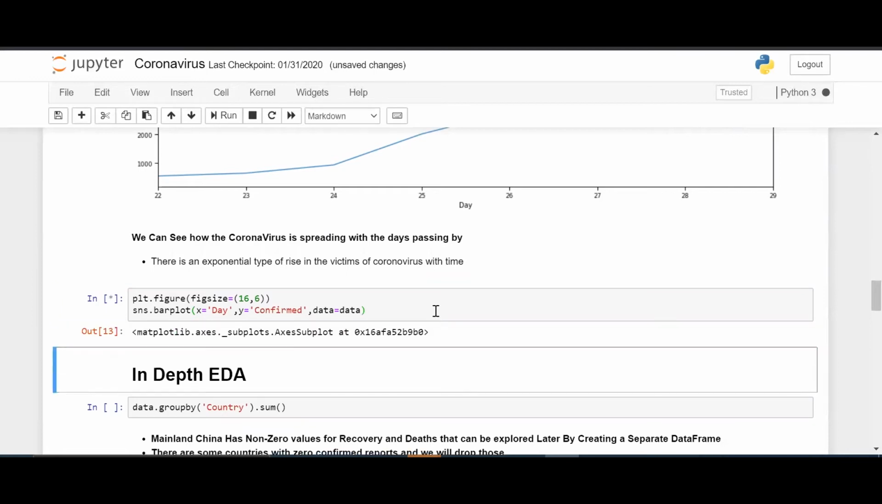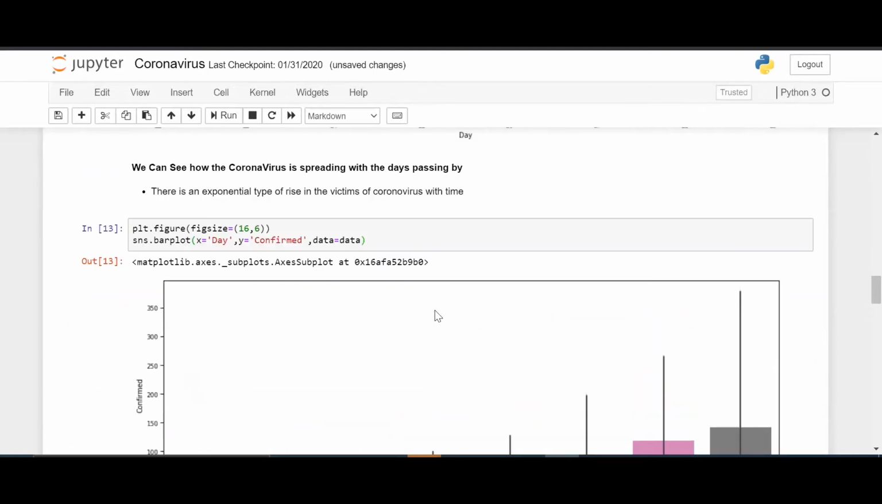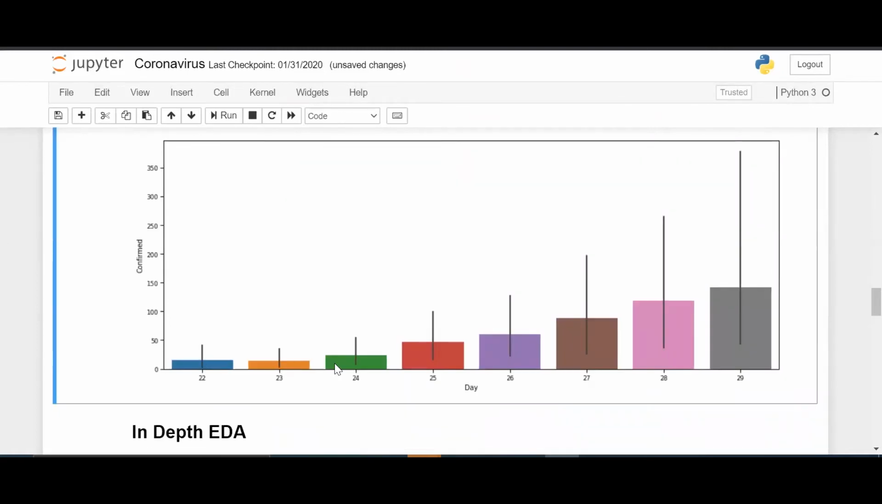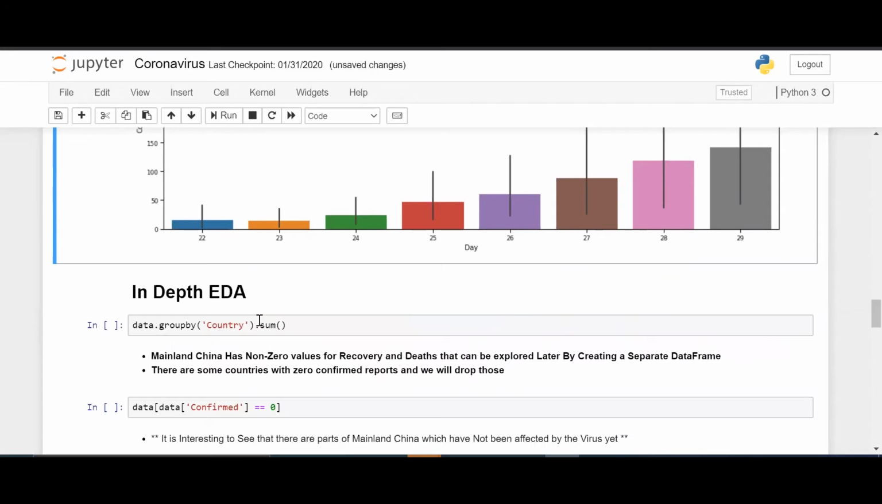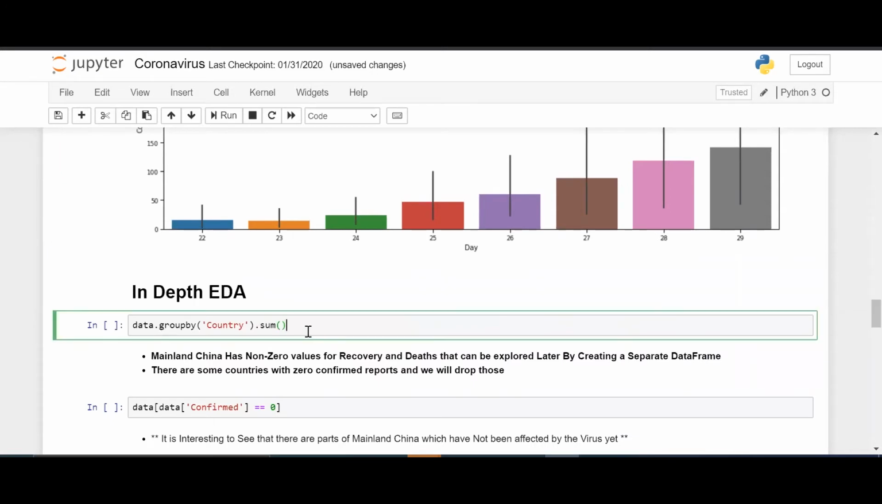Similarly, let's do a seaborn bar plot. So 22, 23, 24, all the way to 29. So there is an exponential rise, as you can see here, as indicated by these bar lines. Now let's go ahead and perform an in-depth EDA.